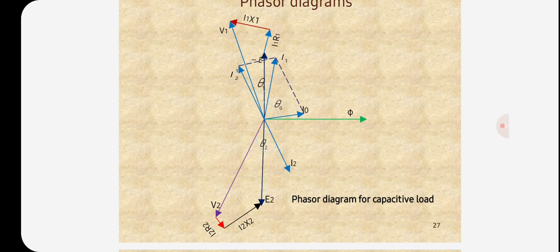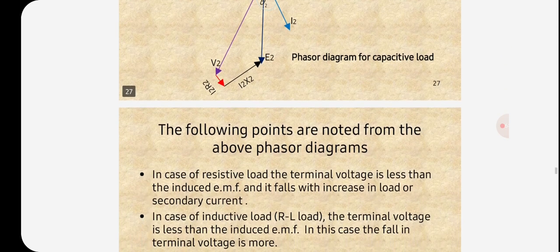In secondary also, the I2 dash is in the opposite direction to I2, and E2 is equal to V2 plus I2 R2 plus I2 X2. So in this also I2 R2 is parallel to I2, and I2 X2 is perpendicular to I2 R2. So this is the phasor diagram for capacitive load.